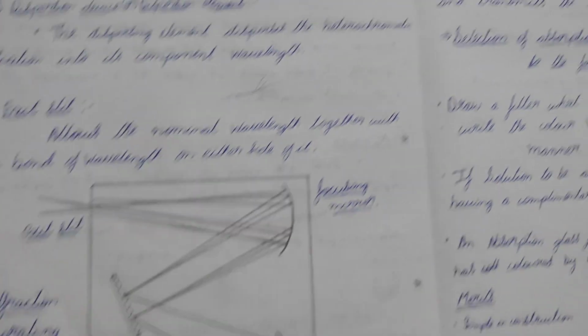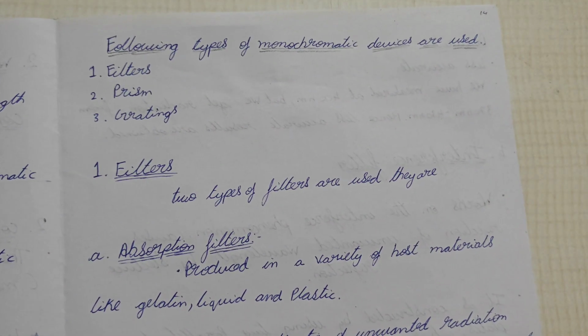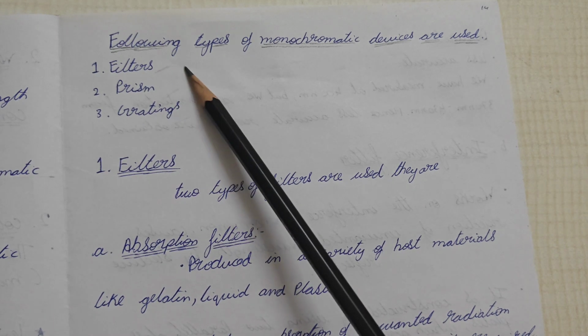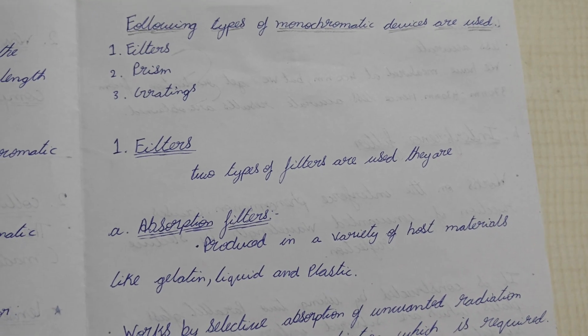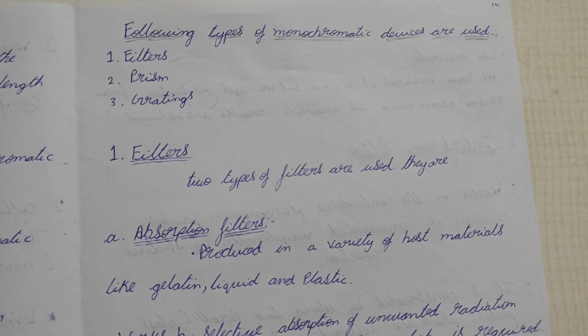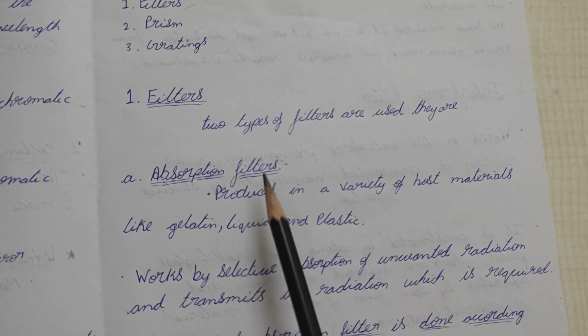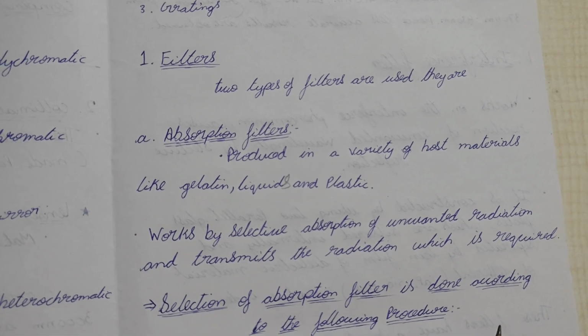Next, we'll discuss in detail the different types of monochromators used: filters, prism, and grating. These are the three types of monochromators used in instrumentation. Firstly, we'll discuss filters. There are two types of filters used. The first one is the absorption filter.